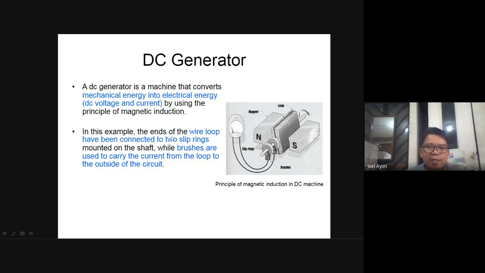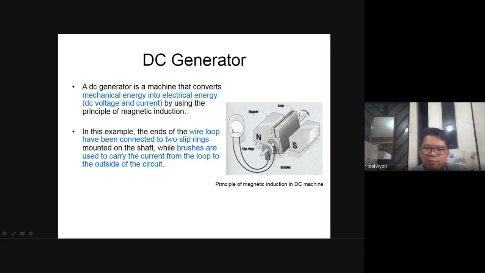So in this example, the ends of the wire loop have been connected to two slip rings mounted on the shaft, while brushes are used to carry the current from the loop to the outside of the circuit. Okay. So any questions, class? Clarifications? Actually, slip rings are used here, right? Last meeting I discussed the slip ring. Usually the slip ring is used in AC machines.